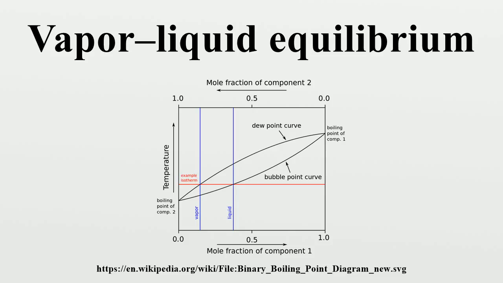Binary mixtures are those having two components. Three-component mixtures are called ternary mixtures. There can be VLE data for mixtures with even more components, but such data is often hard to show graphically.